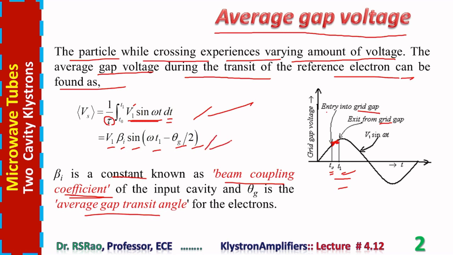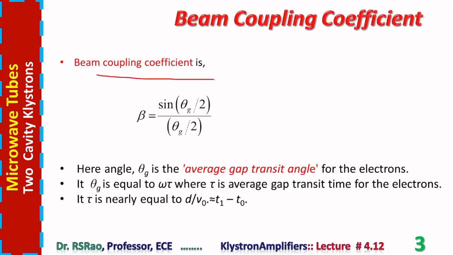The mathematical expression for this can be derived and can be found in terms of the beam coupling quotient. Beam coupling quotient is by definition sin(θg/2) divided by θg/2. Here θg is the average gap transit angle. Average gap transit time is there, average gap transit angle is also there.